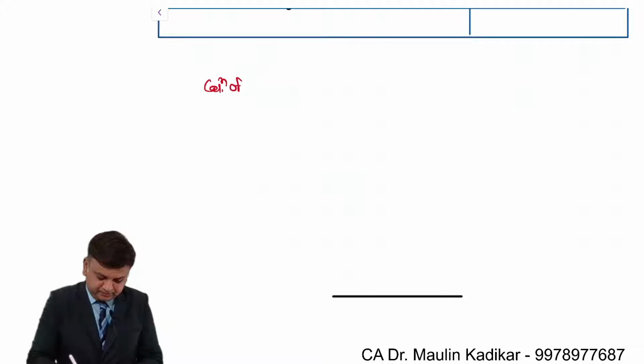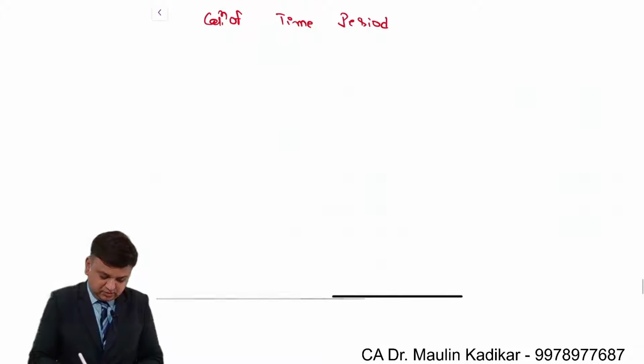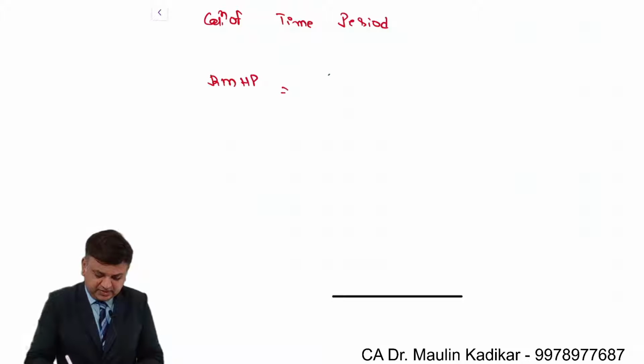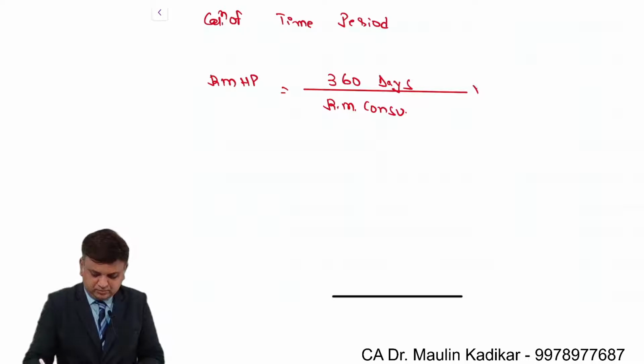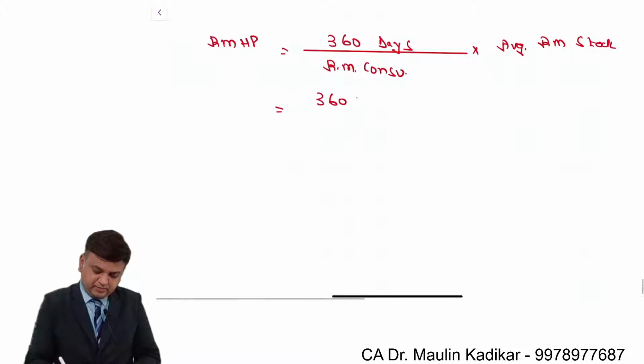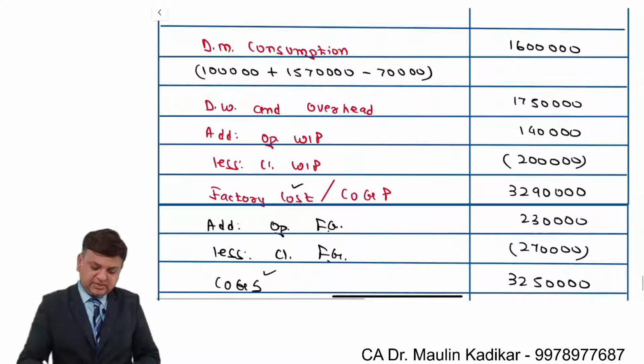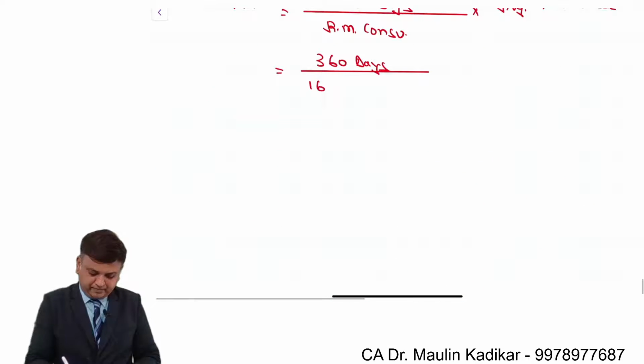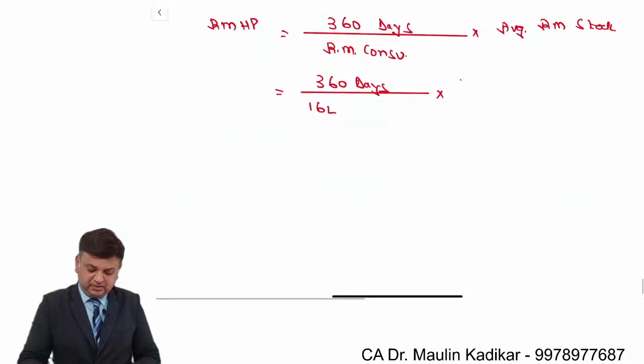Calculation of time period. In that we understand raw material holding period is equal to 360 days divided by raw material consumption into average raw material stock. This is what we understand. So it is 360 days upon the annual consumption of raw material, 16 lakhs, into average raw material stock, which is opening plus closing into 1 by 2.